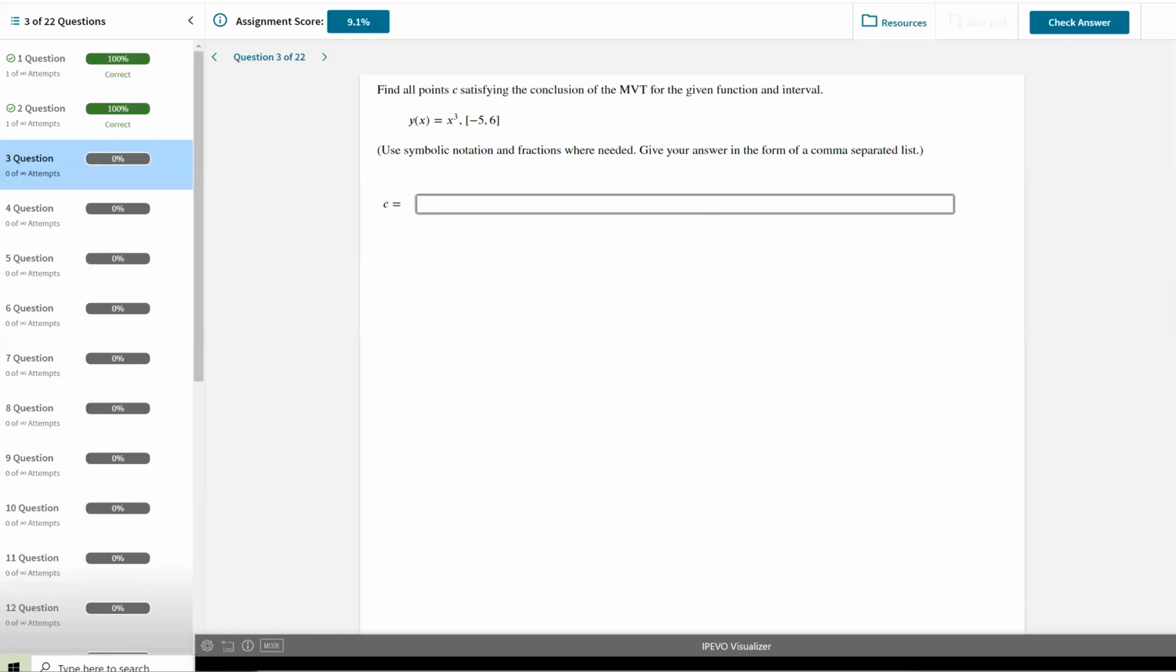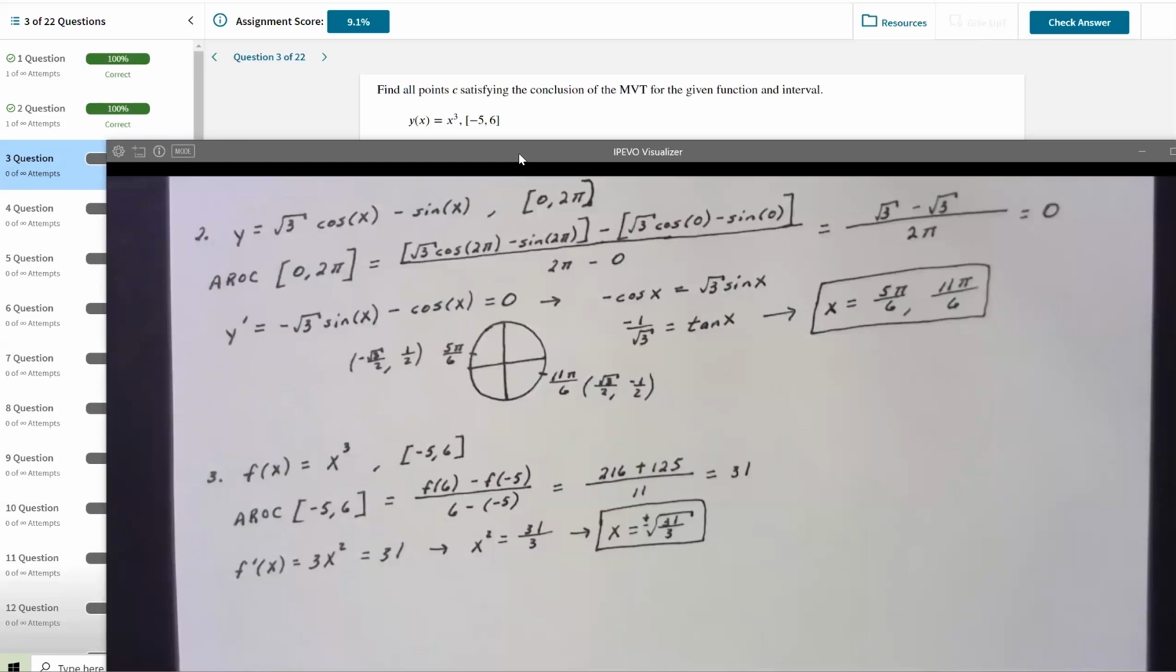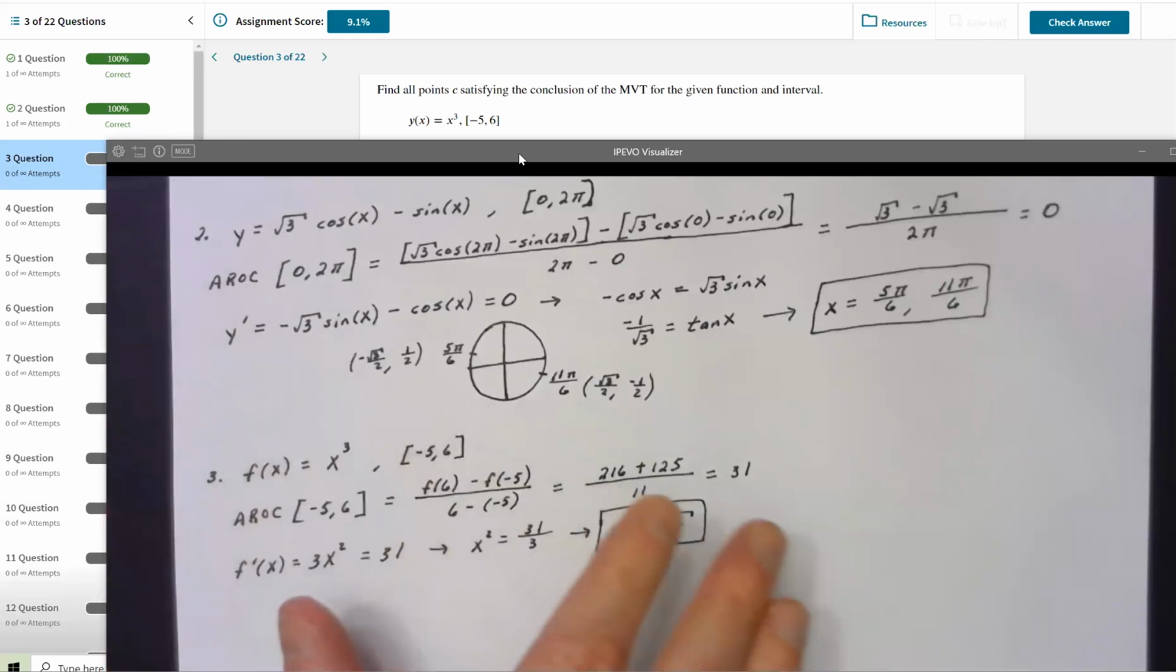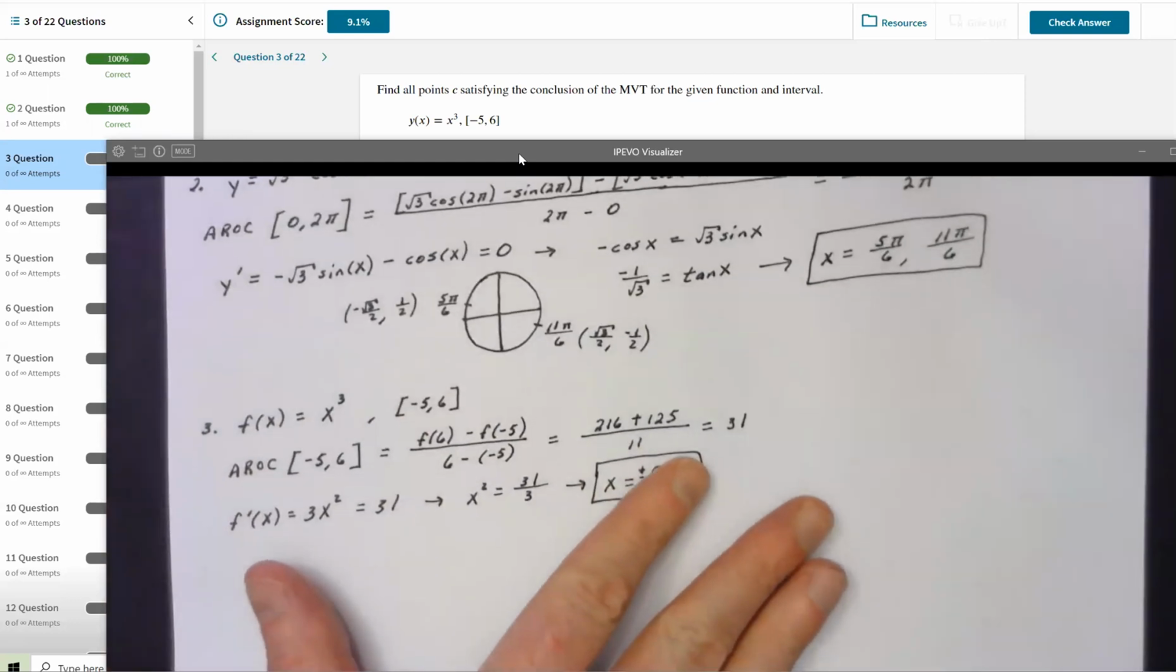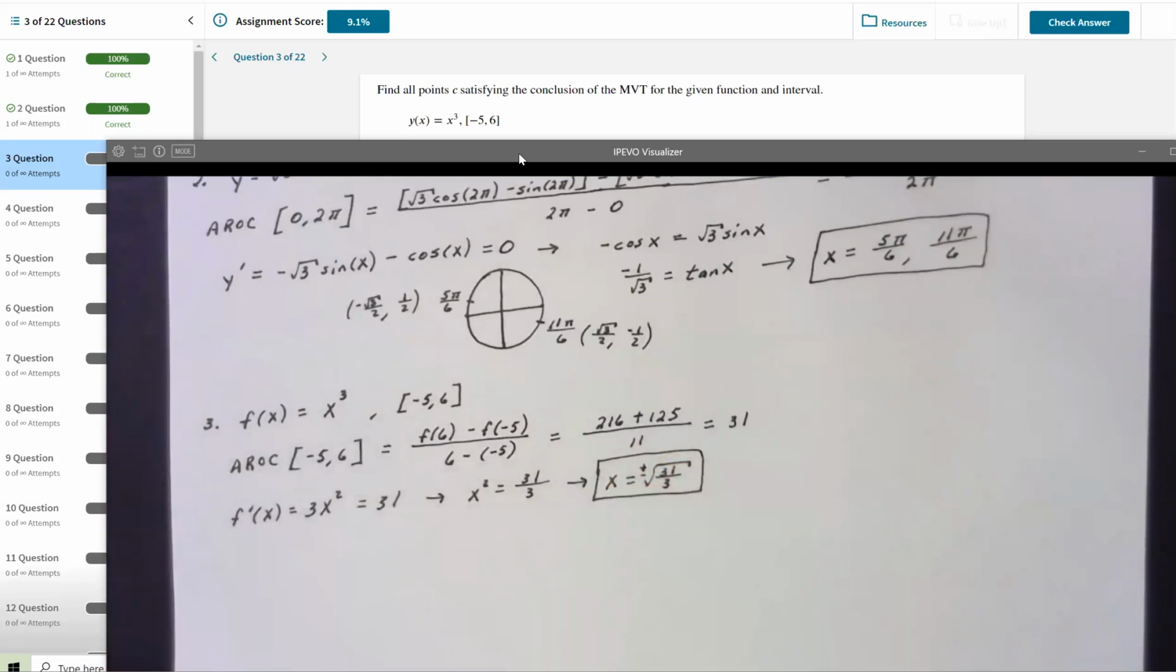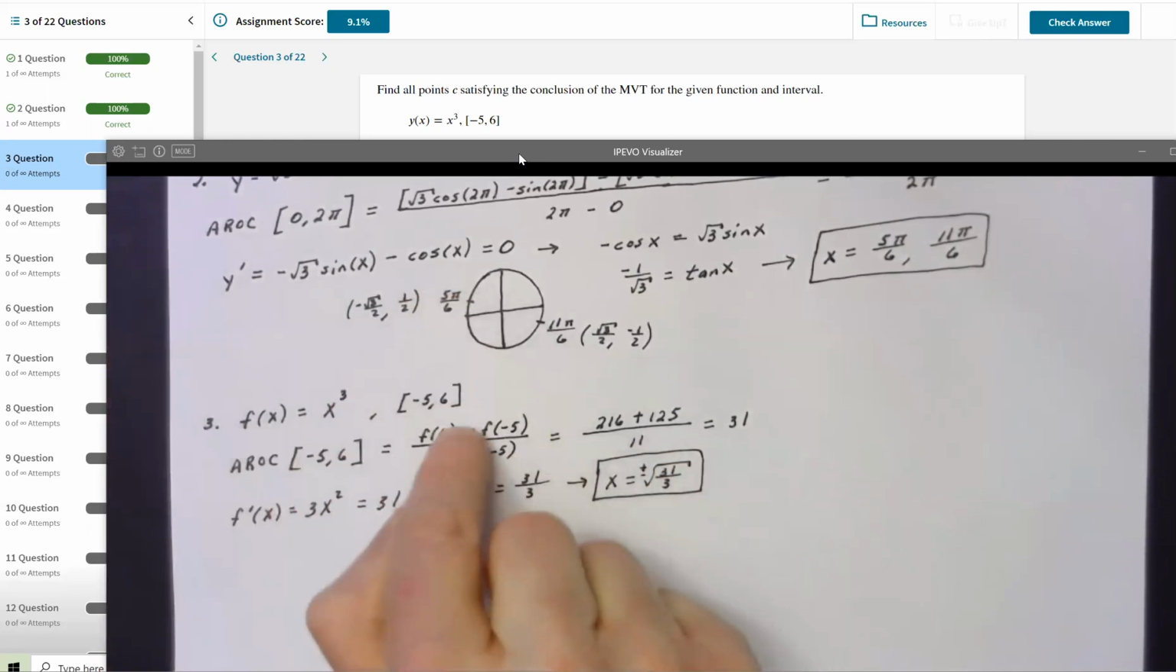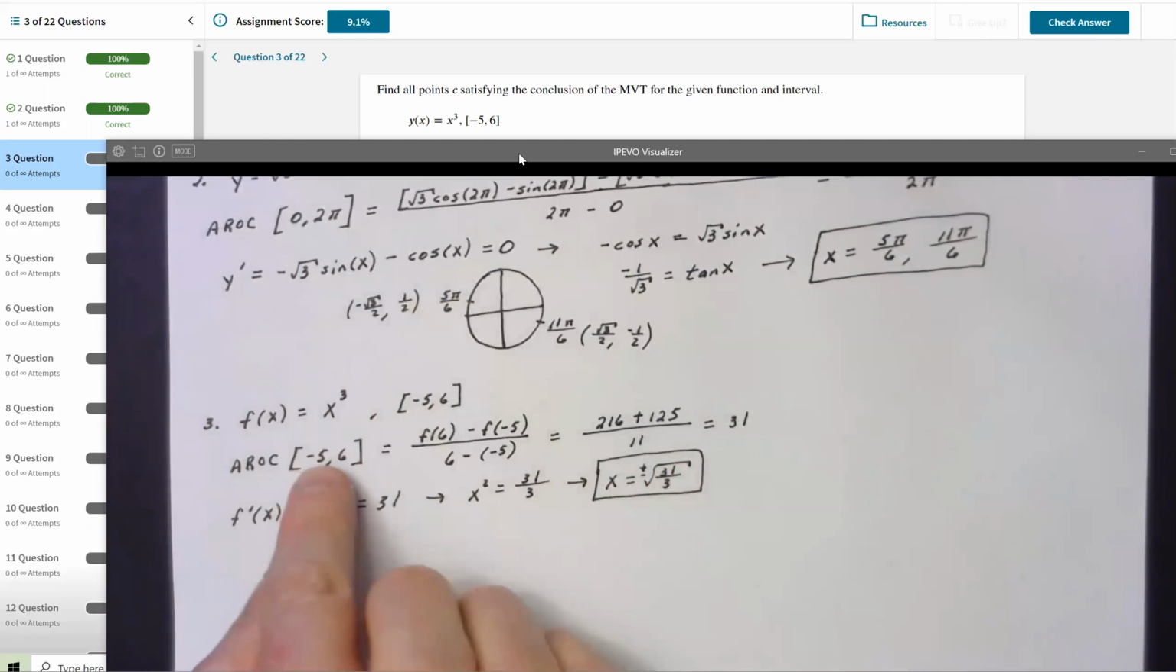Okay, so now the next one here, it actually goes to an easier problem for this one. You'll see it's the exact same mean value theorem. It's giving me a cubic function, y equals x cubed from negative 5 to 6. Supposed to verify the mean value theorem. So we say mean value theorem just simply states that the derivative must equal the average rate of change for some x value between negative 5 and 6.